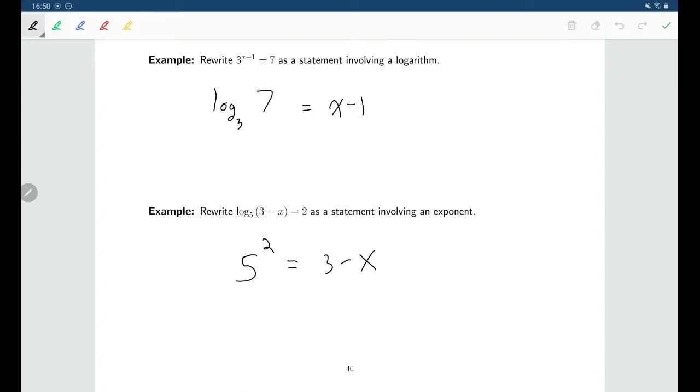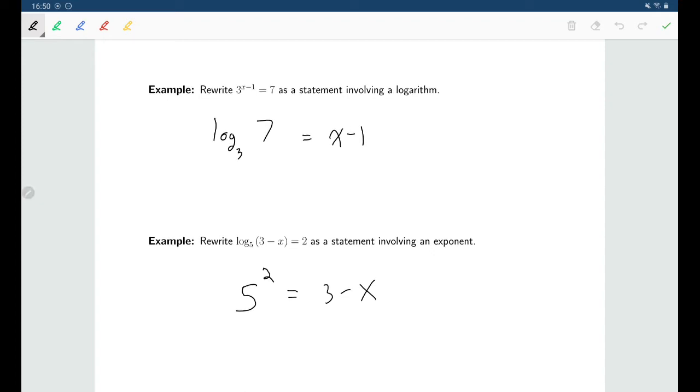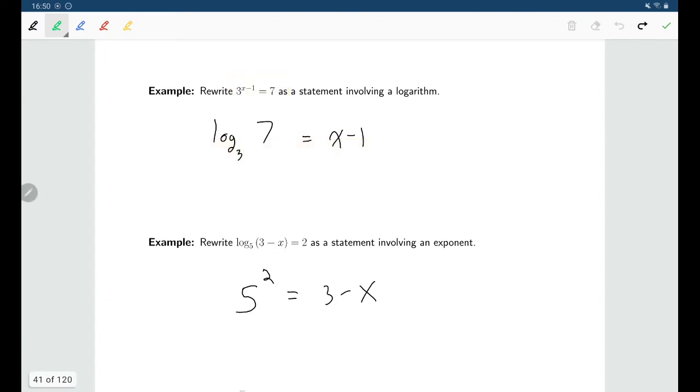I just want to point out the whole purpose of why we have logarithms, and I think these two examples make it clear. If you were interested in solving this equation for x, you would have to get the x out of the power. And the way that you would do that would be to write it as a logarithmic equation. At that point, you could move the 1 to the other side, and you would have solved for x.